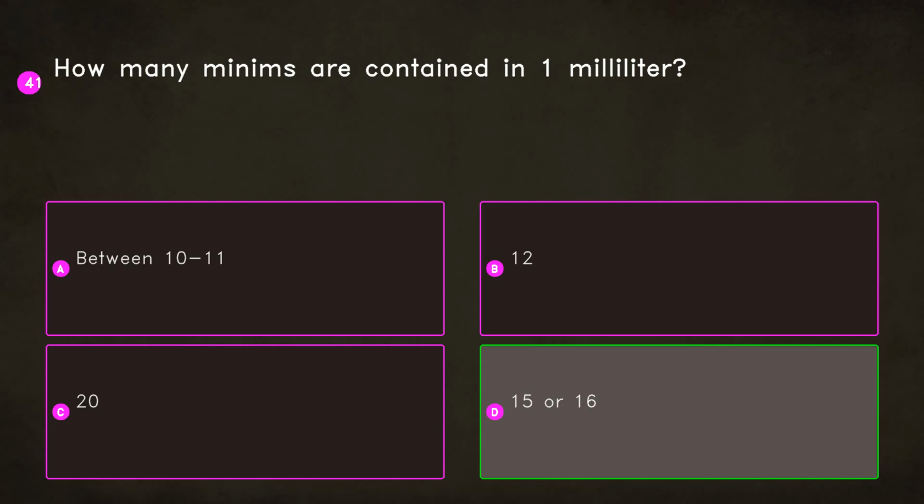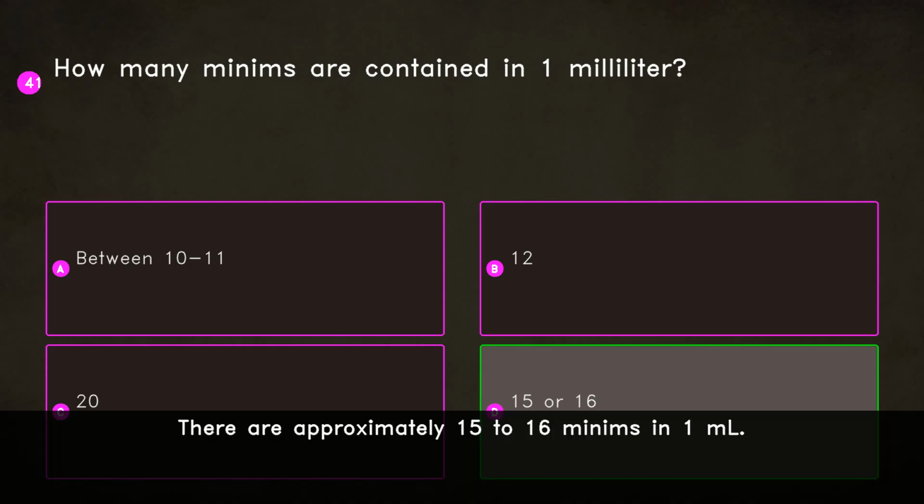The correct answer is 15 or 16. There are approximately 15 to 16 minims in 1 ml.